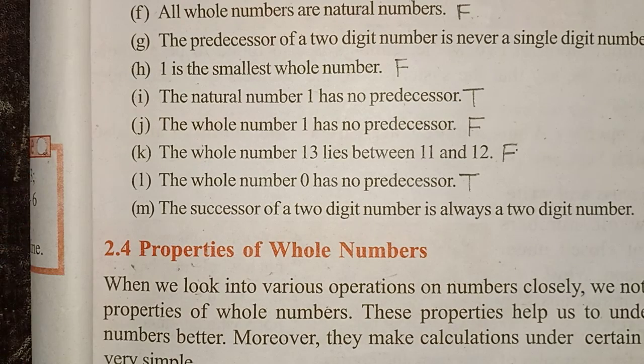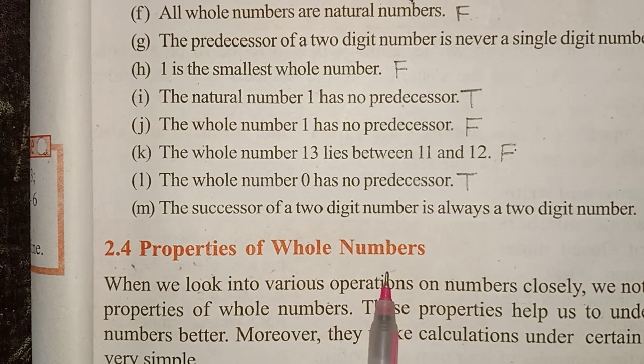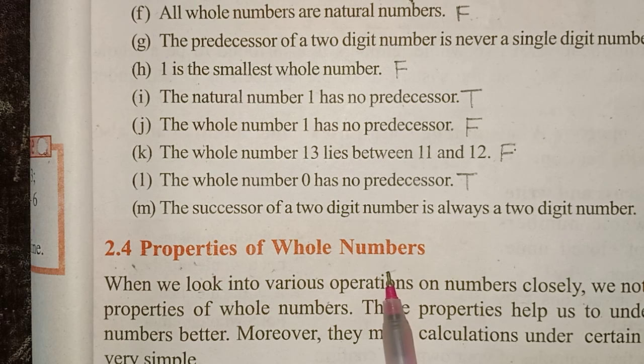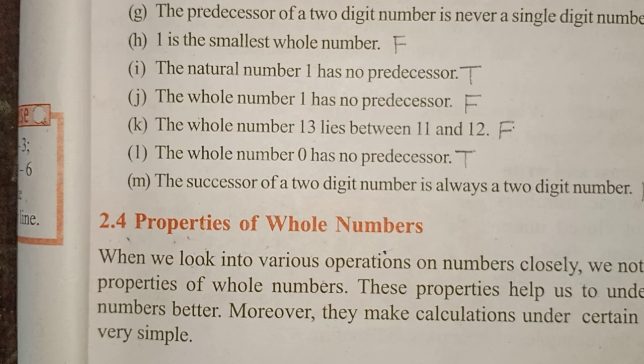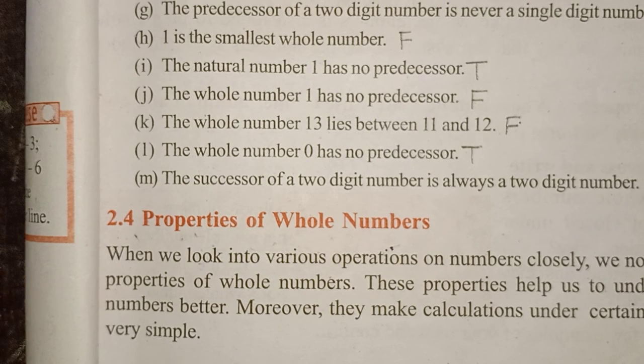So today we have seen the properties of whole numbers, which are the closure property, commutative property, associative property and distributive property. I hope you have understood the properties of whole numbers. We will solve exercises in our next video.